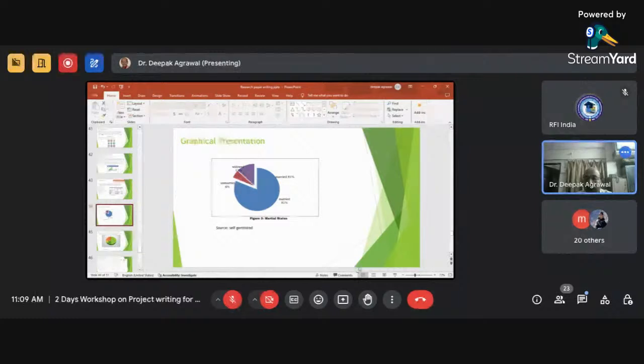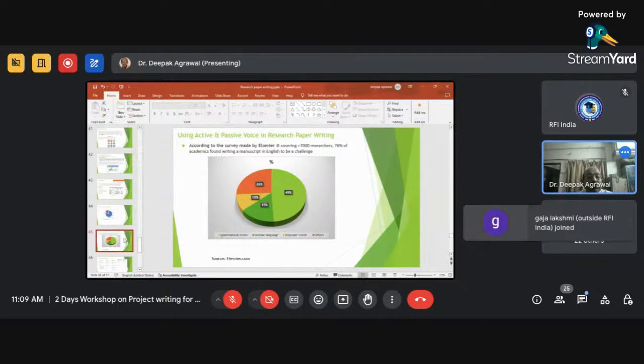Similarly, there is a way to specify graphical presentations. You need to use the word Figure 1, 2, 3, just like this is the chart, and the source. Even if it is your original source, please mention the word self-generated. It is compulsory, even for your dissertation work.